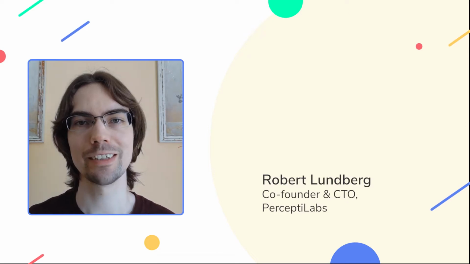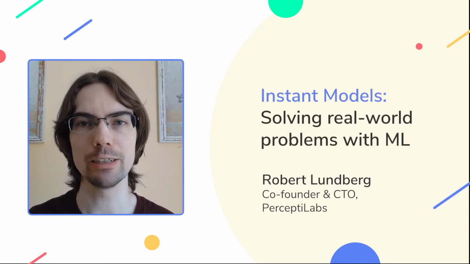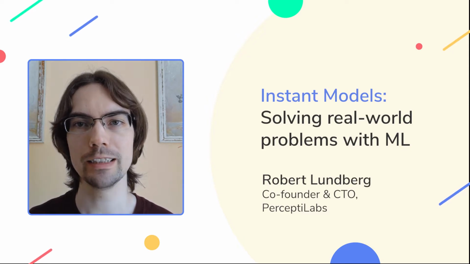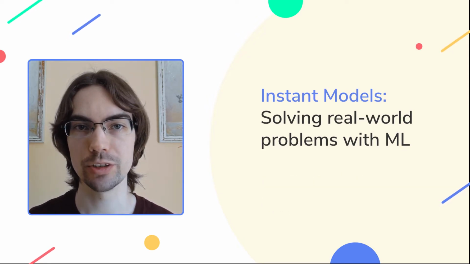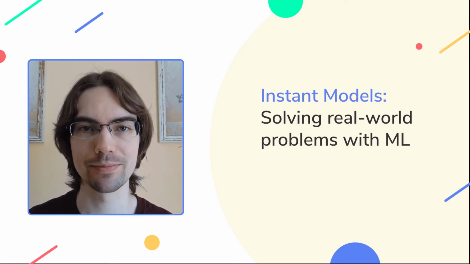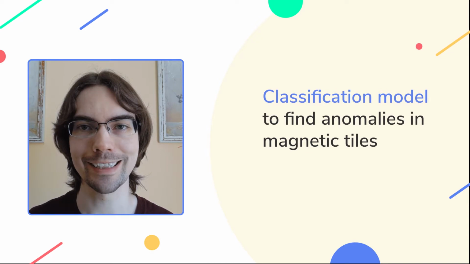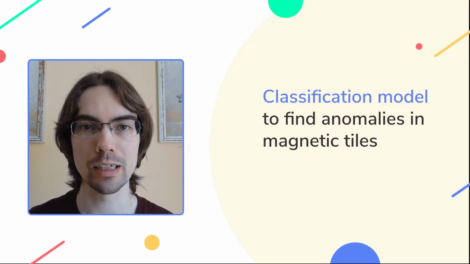Hi everyone, welcome to another instant model video where we're looking at real-world problems that can be solved by machine learning. And I show how to quickly and easily build production-ready models for these use cases in PerceptiLabs. Today we'll build a model that will help us find anomalies in magnetic tiles, for example on an assembly line.